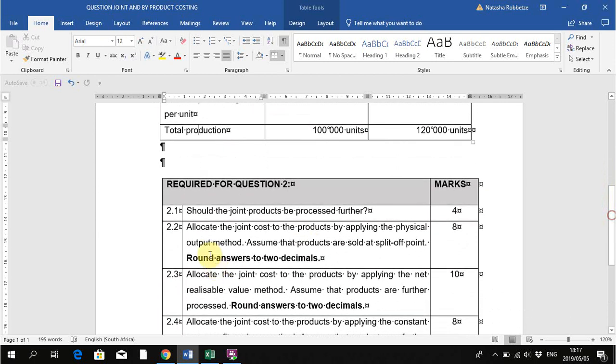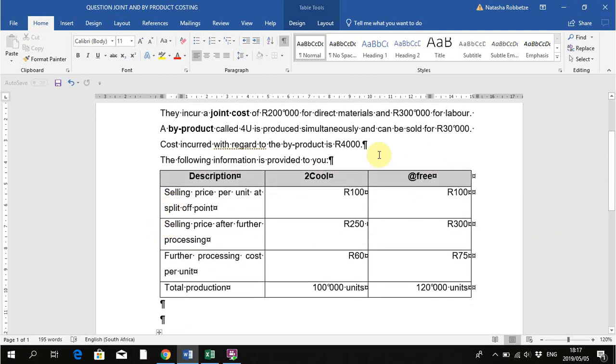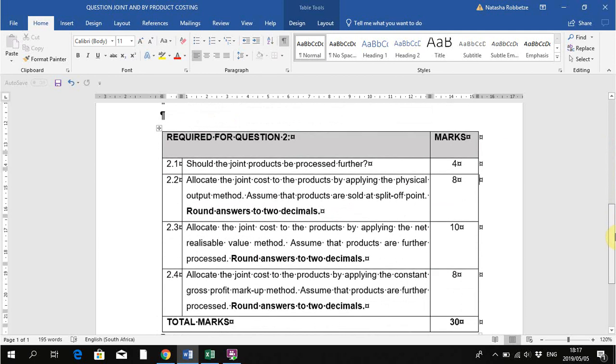Then 2.2 says allocate the joint cost to the products by applying the physical output method. Assume that the products are sold at split off. So this is quite important. The products are sold at split off. That means that we should use the selling price at split off. So if the product is sold at split off, we have taken the decision not to process it further, and therefore the selling price of 100 Rand and 100 Rand will apply.